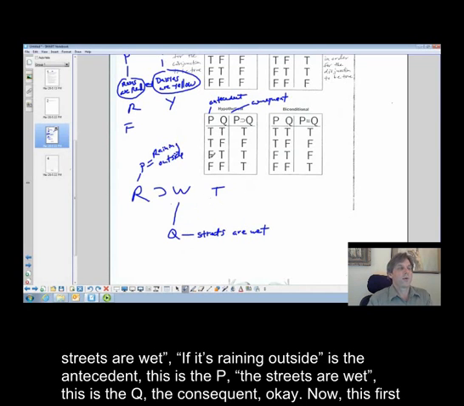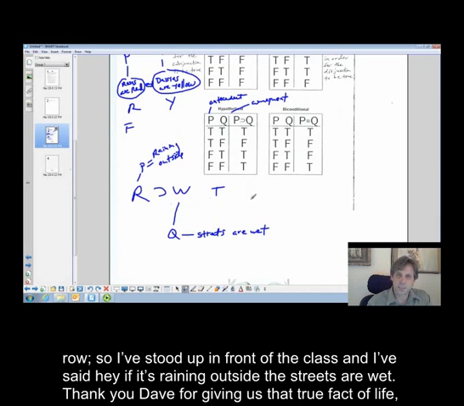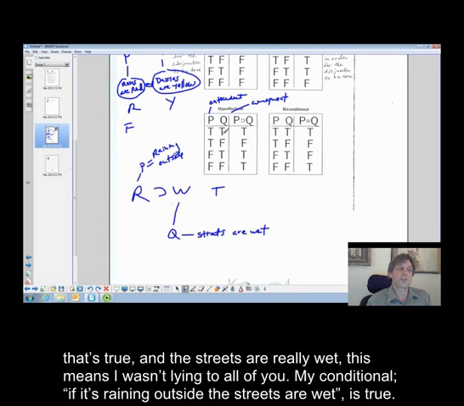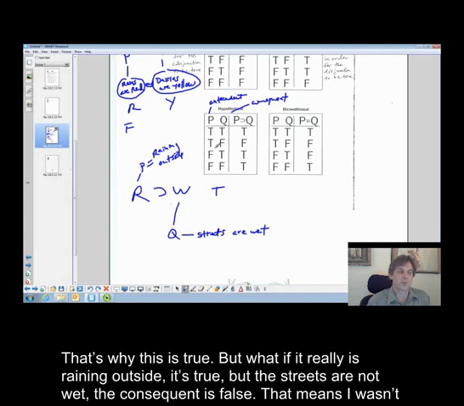Okay. Now, this first row, so I've stood up in front of the class and I've said, hey, if it's raining outside, the streets are wet. Thank you, Dave, for giving us that true fact of life. We didn't already know that, but thank you anyway. Okay, but actually, it's more significant than it sounds. So let's go up here. If it is really raining outside, that's true, and the streets are really wet, this means I wasn't lying to all of you, that my conditional, if it's raining outside, the streets are wet, is true. That's why this is true.